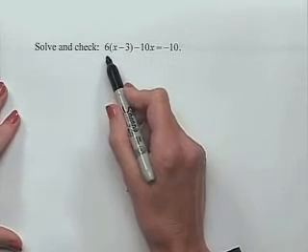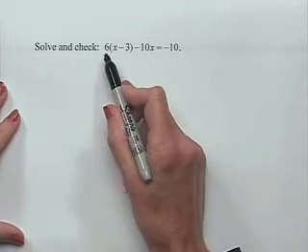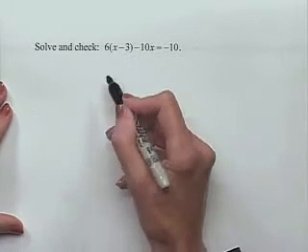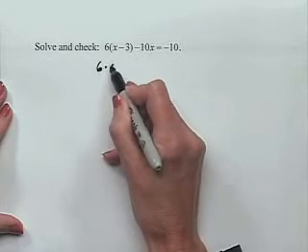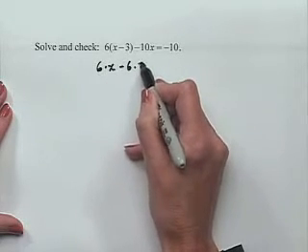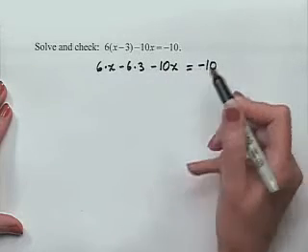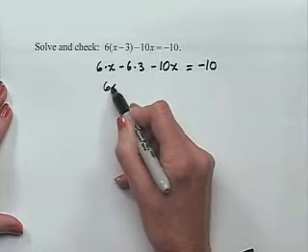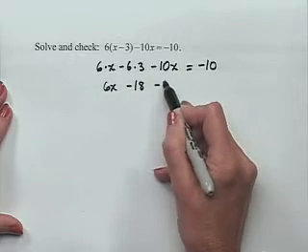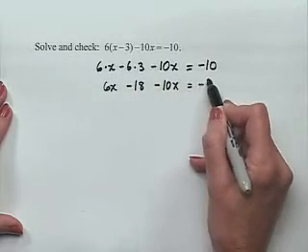Here's another equation to solve. Solve and check. 6 times x minus 3 minus 10x equals negative 10. We'll begin by using the distributive law in order to simplify this group where we have parentheses. We're going to have 6 times x minus 6 times 3, and then we have minus 10x, and that's equal to negative 10. Let's go ahead and evaluate. We have 6x minus 18 minus 10x equals negative 10.